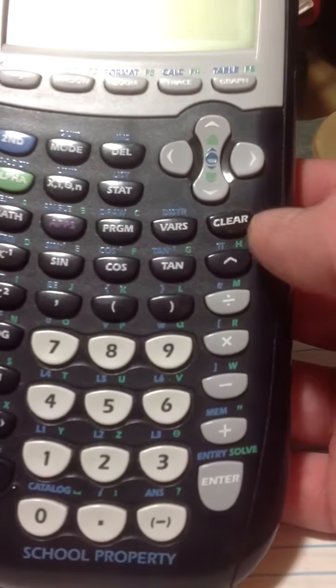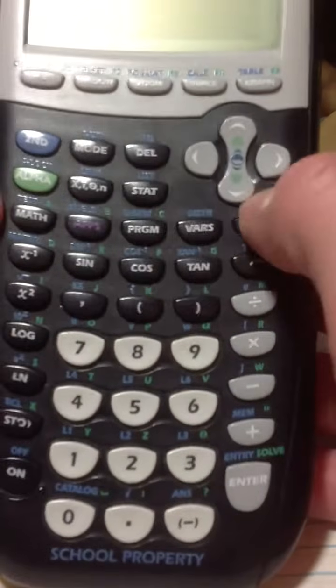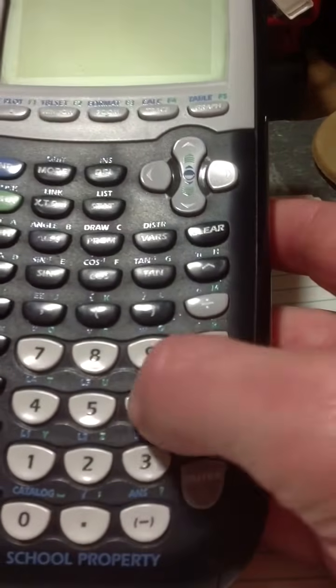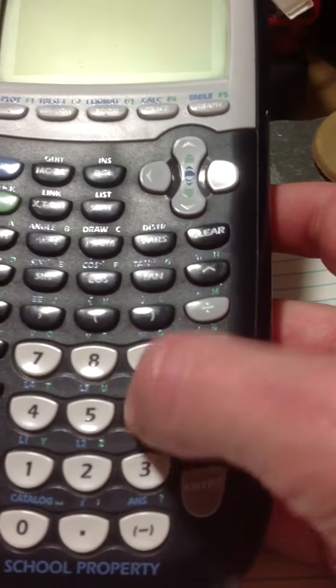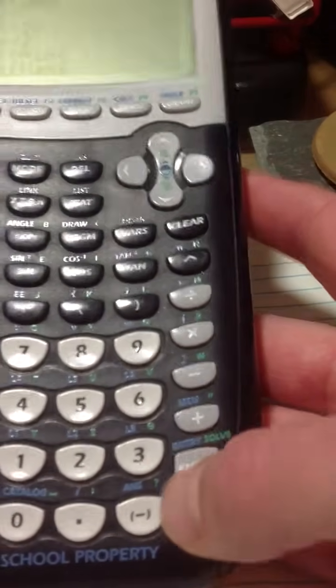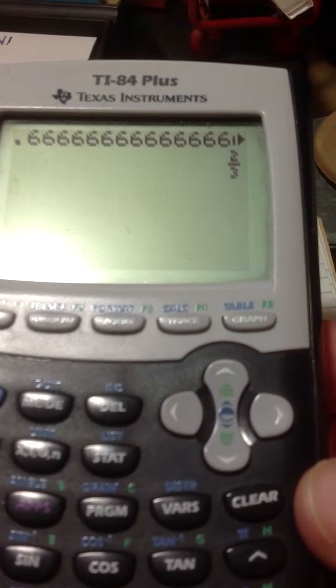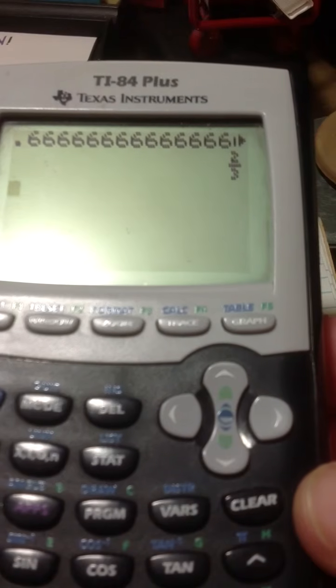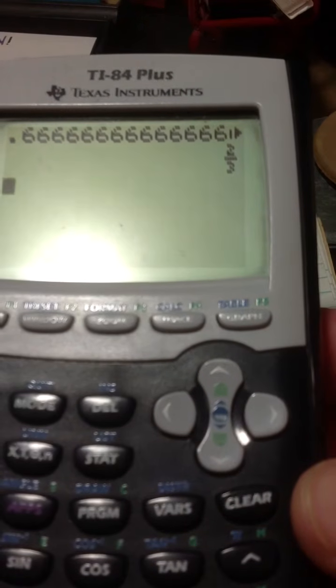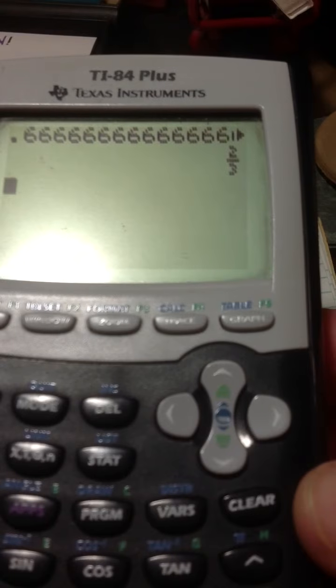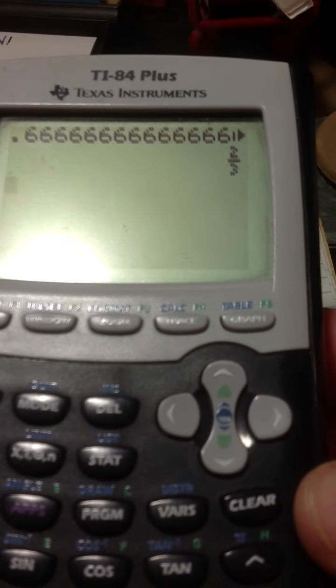Sorry. Clear that out. Enter it in again. I must have punched in something wrong. 0.666, math, enter, enter. If you do math, enter, and enter with that many sixes across the screen, the fraction it gives you is 2/3. That's a proper fraction, meaning the smaller number is on top. 0.66666 is 2/3.